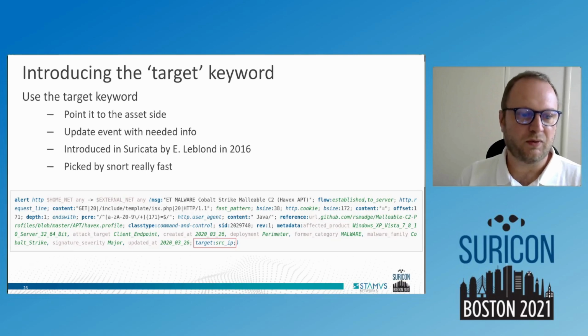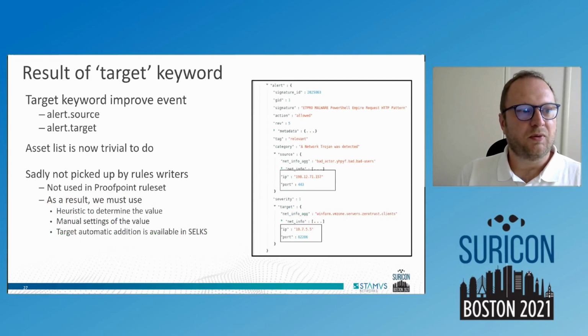And then if you do this, what will happen is that you will have new fields and a new sub-object in the alert object inside the JSON. So for example, here we have alert source and alert target, and both contain the IP and the port. So you know which one is the source and which one is the target.